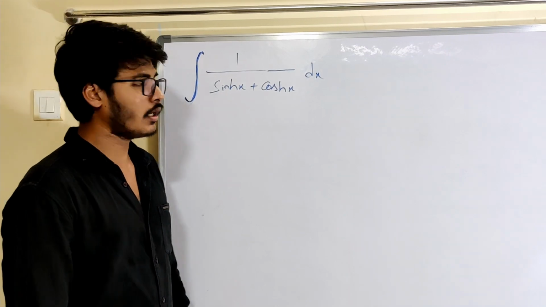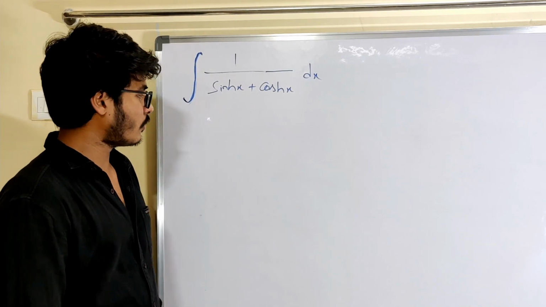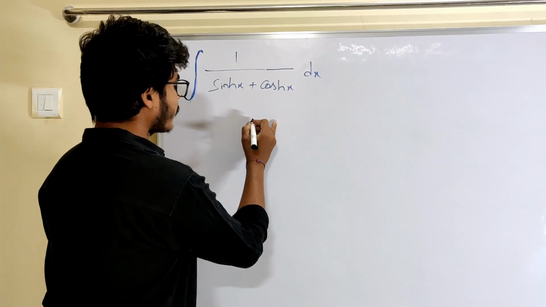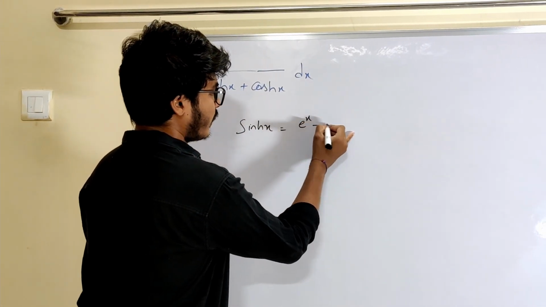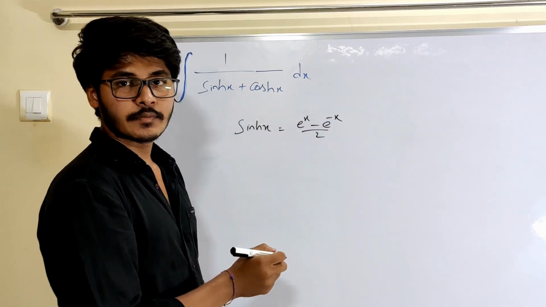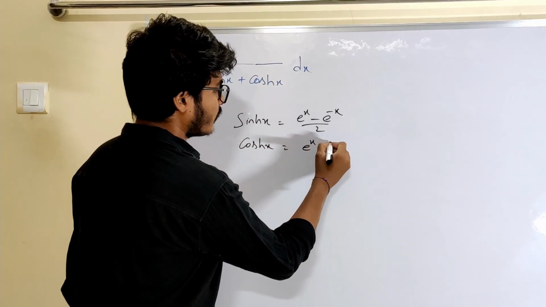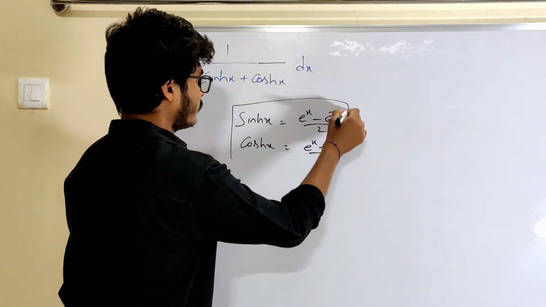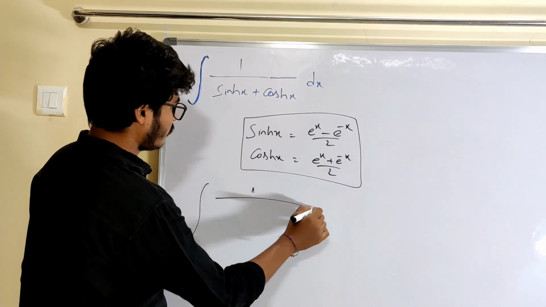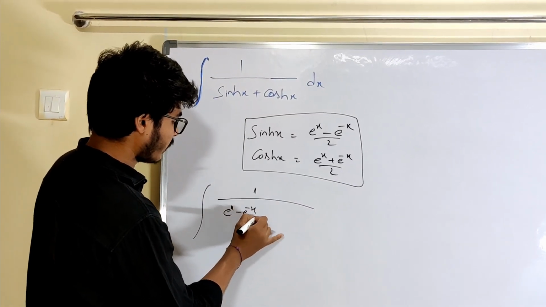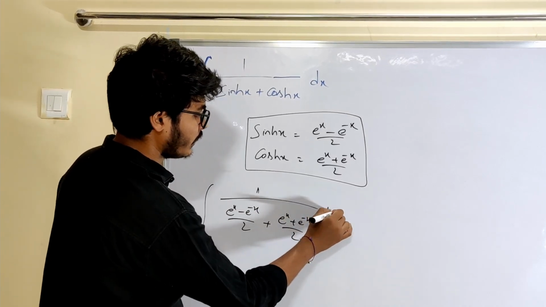Here the question given is integral 1 by sinh x plus cosh x dx. Now we will see how to solve this question. We know sinh x can be written as e power x minus e power minus x by 2, and cosh x can be written as e power x plus e power minus x by 2. Now we will substitute these values in the above expression. Integral 1 by e power x minus e power minus x by 2 plus e power x plus e power minus x by 2 dx.